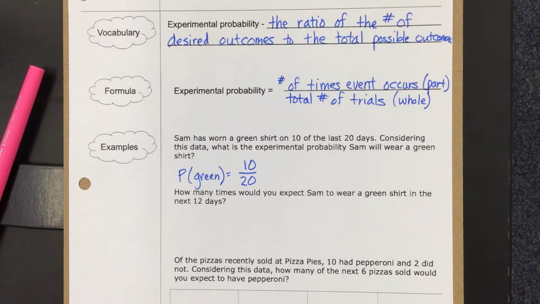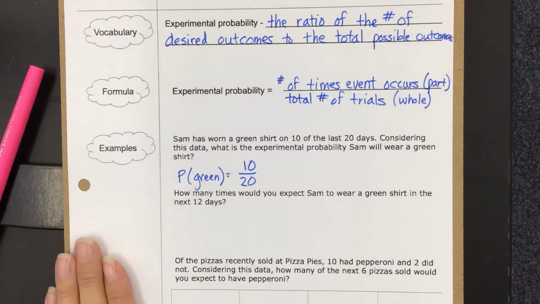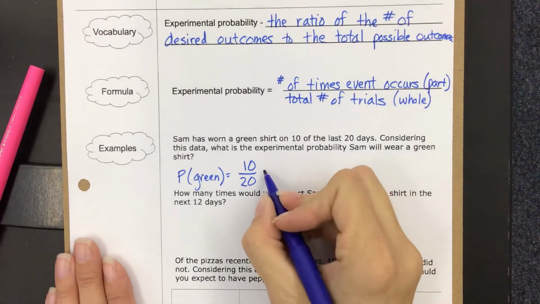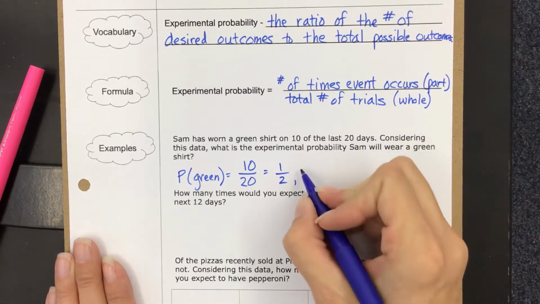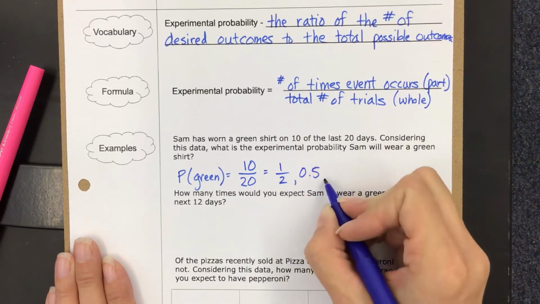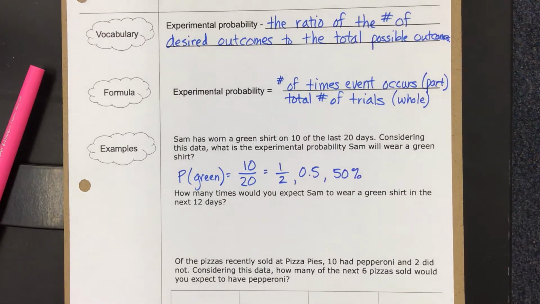Now, it's going to be important for us to reduce this fraction. So if I reduce 10 over 20, what do I get, Jocelyn? 5/10. If I reduce it even more, what do I get, Denise? 1/2. Okay, great. Good job, you guys. So this is 1/2. If we represented it as a decimal, that would be 0.5. If we represented it as a percent, it would be 50%.